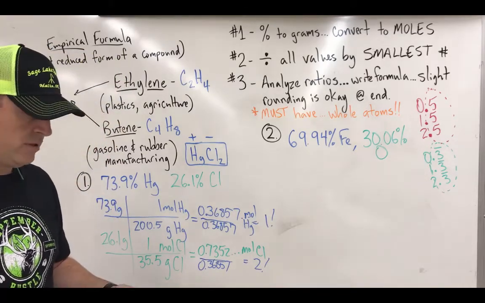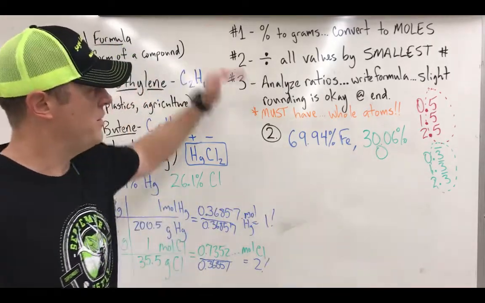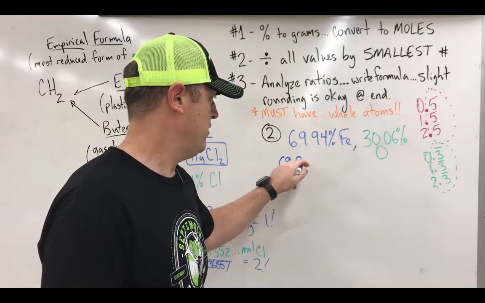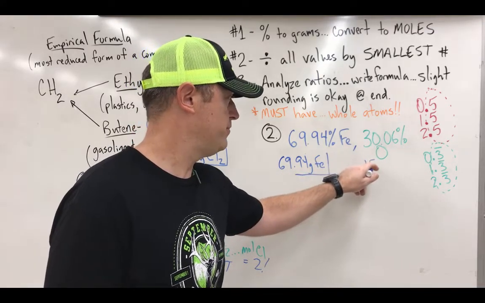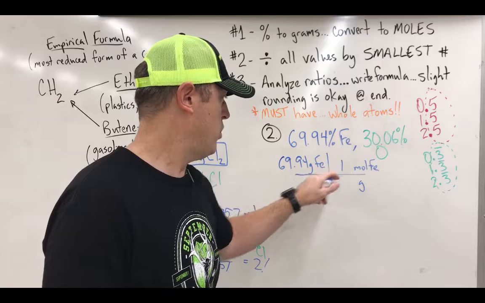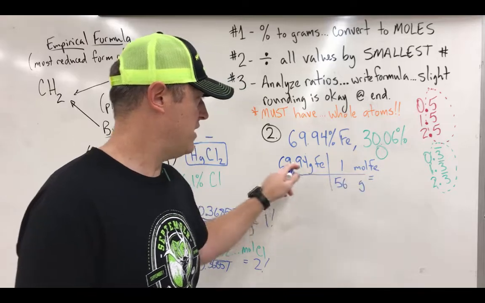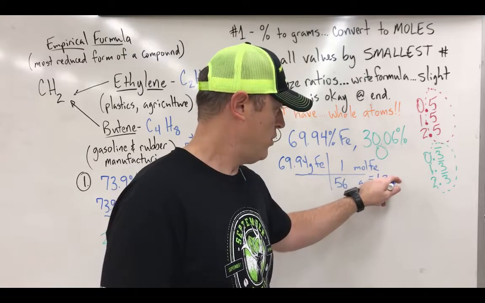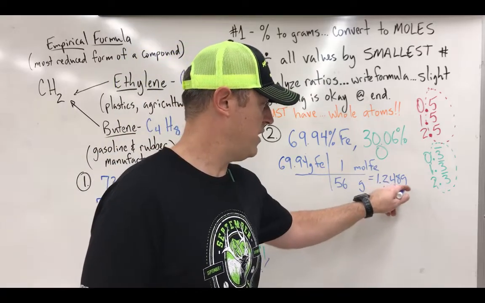Okay, so this one is, we've got 69.94% iron. I'm going to do the same thing, and I'm going to make that into grams. So 69.94 grams of iron. We're going to convert this to moles of iron. So I have grams down here. So 1 mole of iron has a molar mass of 56. Okay, when I divide this out to reduce it, I get 1.2489 lots of numbers. Okay, so that's moles of iron.